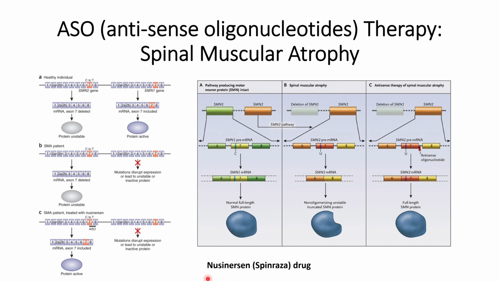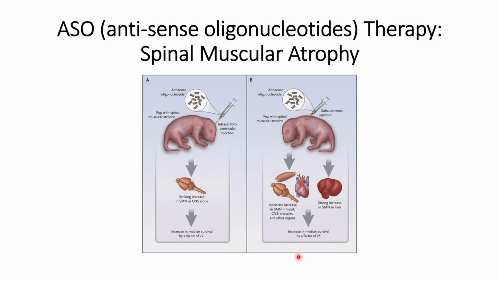However, this is still under investigation, and this study about antisense oligonucleotide therapy has been done on mouse. When this oligonucleotide is given by intracerebroventricular injection, or we can say into the fluid that surrounds the brain in simple words, this leads to a striking increase in SMN in the central nervous system alone. The overall effect is that the median survival of this mouse is increased, however by a factor slightly less than 2.